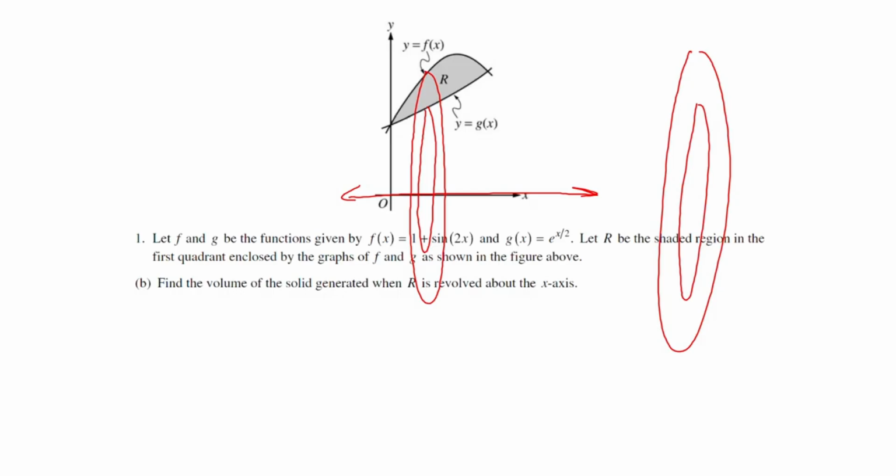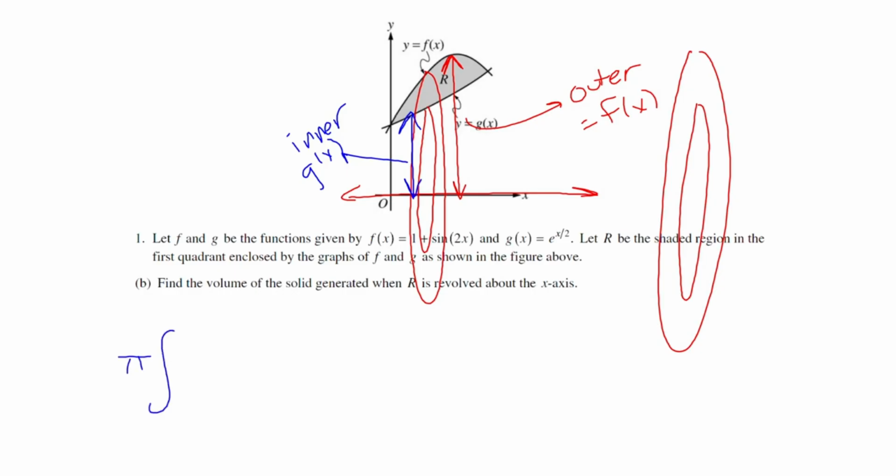Our outer radius is always going to extend from the upper bound to the x-axis. Well, that's just that function f of x. And then our lower bound is going to give us our inner radius. Our inner radius is just going to be g of x. And so washer cross sections give us pi times the outer radius squared minus the inner radius squared. So we'll do pi times that integral from 0 to a of our outer radius squared, which is f of x, squared minus the inner radius, which is g of x, squared dx.